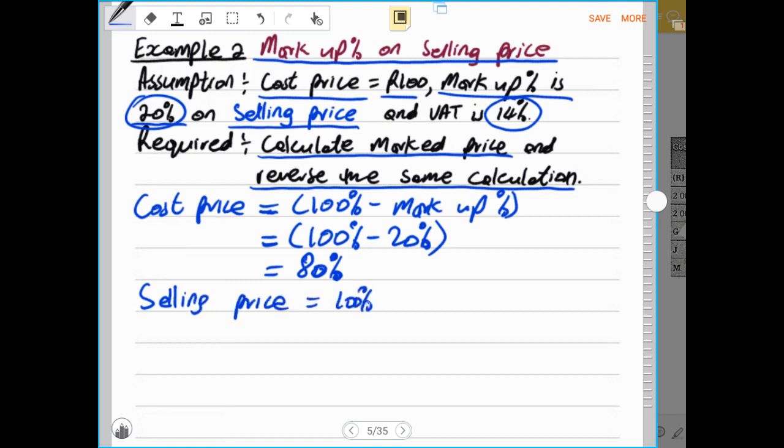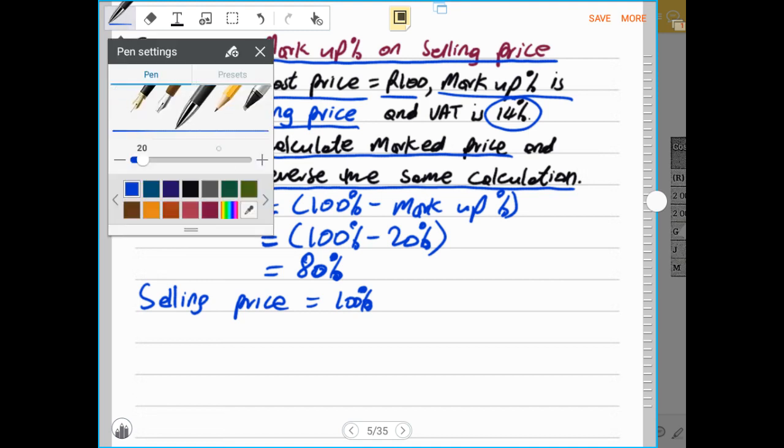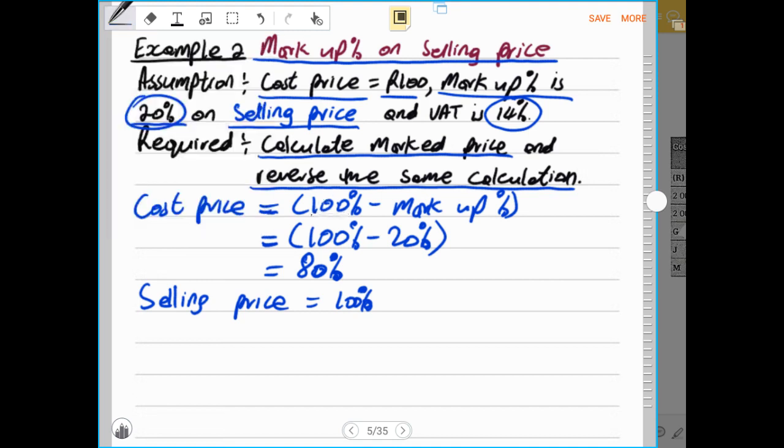All the time, keep this in your mind, that whenever the markup percentage is on the selling price, the selling price is equal to 100%, but cost price is equal to 100% minus the markup percentage. So now that will be the cost price. Therefore now in this case, our cost price will be 80%. So now in this case, if we are looking for the selling price, we know that the selling price is equal to 100%. And we are looking for a selling price out of the cost price of 100 rand, which is 80%, because we know that cost price is equal to 80%.